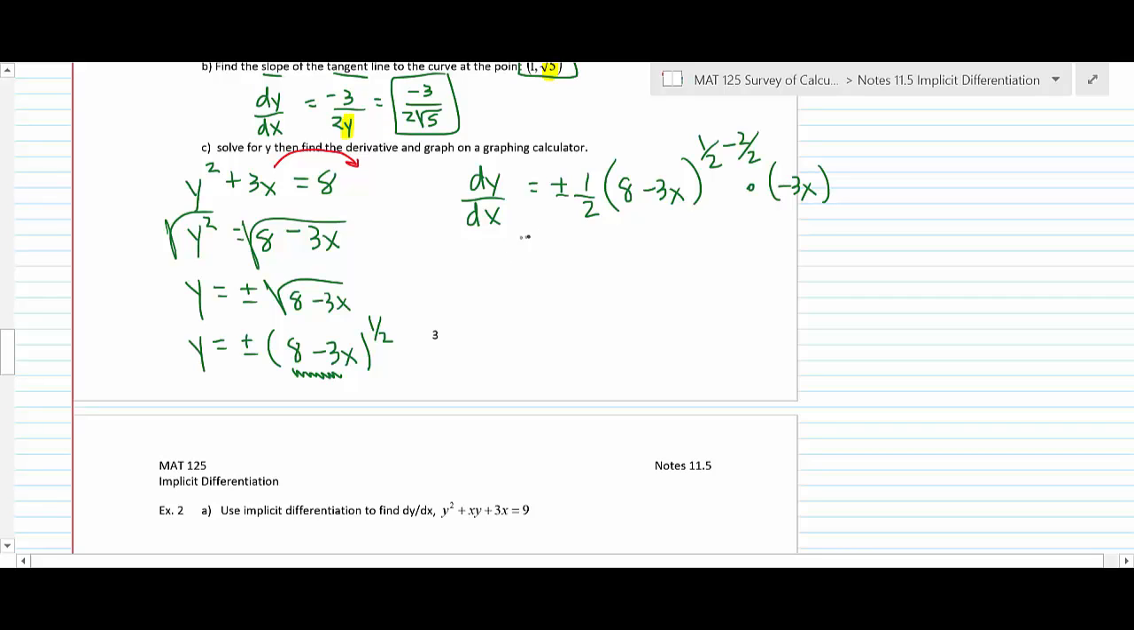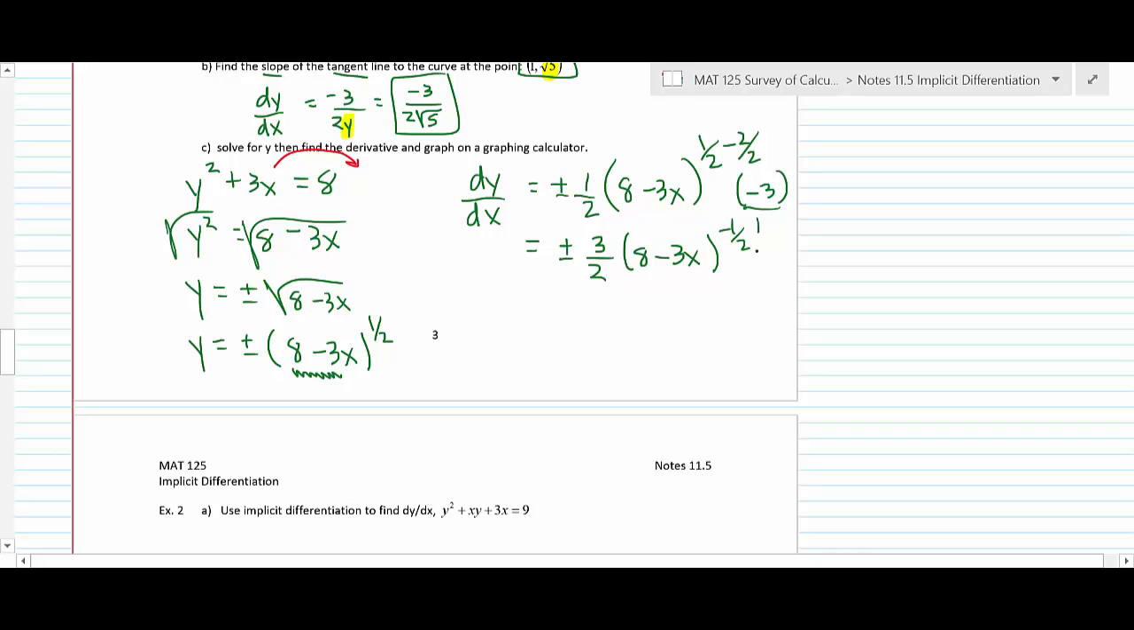So what you'd have then is plus or minus 1/2. Would it be negative 3? No, just 3? Is that what you're saying? Yeah, the derivative of negative 3x is negative 3, sorry. So you can multiply these fractions. 1/2 times 3 over 1 is really 3 over 2. You still have the plus or minus. It doesn't matter, you still have one of each. So you'd have that, and then we'd have (8 minus 3x) to the negative 1/2 power.